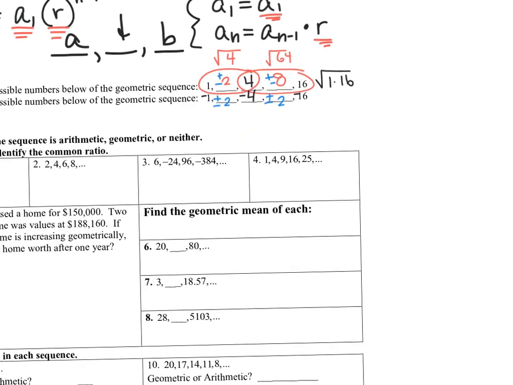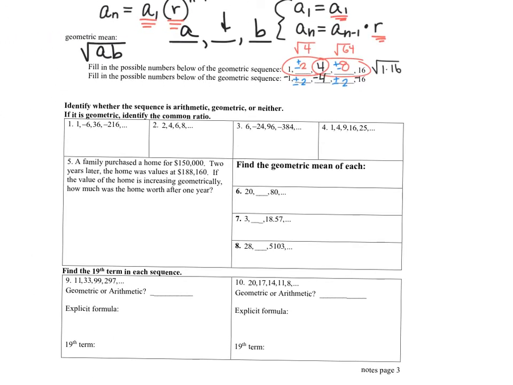So we're going to practice this right here. Number 1, identify whether the sequence is arithmetic, geometric, or neither. If it's geometric, identify the common ratio. So I could see that if I divide negative 216 by 36, 36 divided by negative 6, negative 6 divided by 1, it's going to be the same number. So in that case it is geometric, and my r is negative 6.